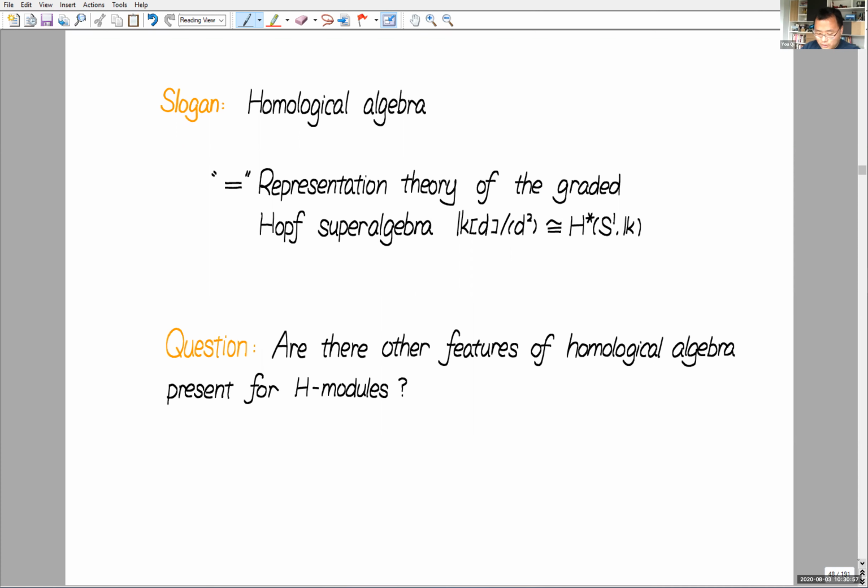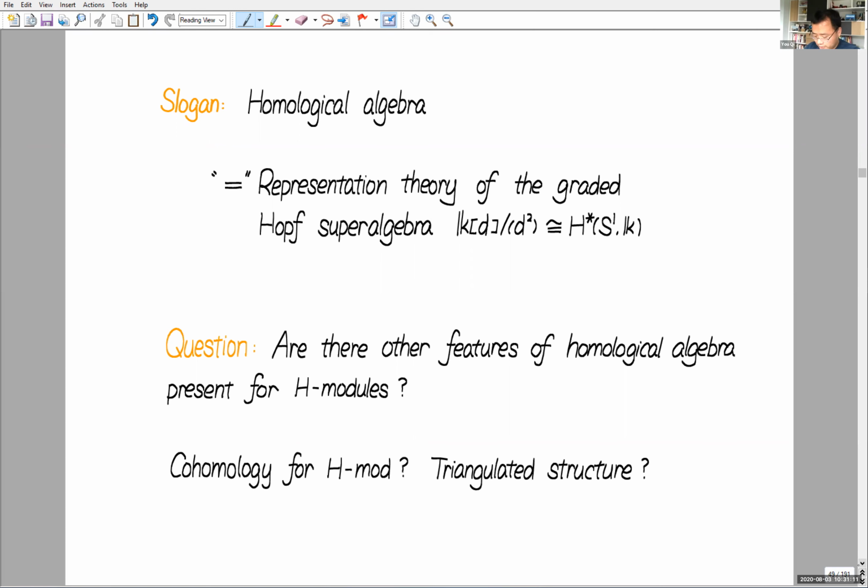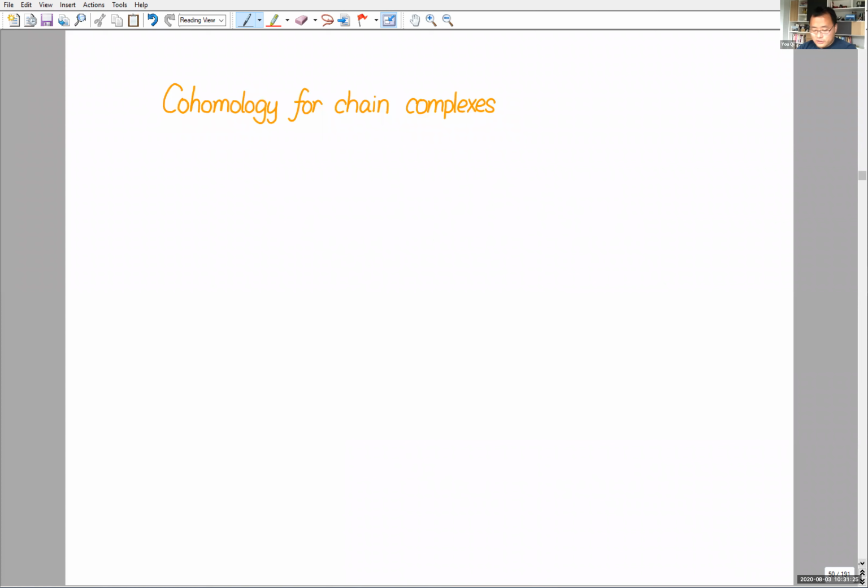A natural question to ask at this point is, are there other features of homological algebra present for H-modules, whenever H is a general Hopf algebra? For instance, what is taking cohomology for H-modules, and what is the triangulated category structure on H-modules? These are some questions you can bear in mind. To answer them, let's go back to homological algebra and re-examine it using the representation theory of H-modules, where H is K[D]/D squared, the cohomology ring of U1.